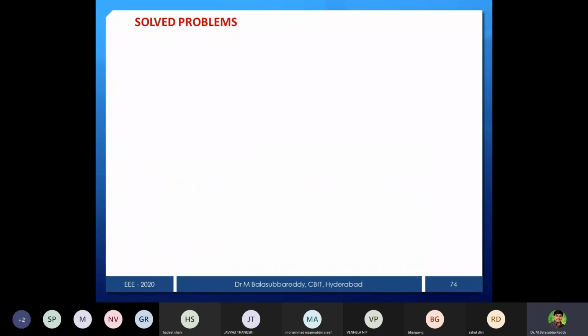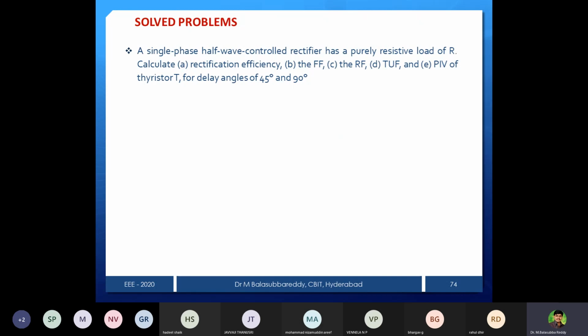Now you can see problems. We'll see some of the problems. Problems are very important, and with all the data given, they make you only do substitution in the formula. Formulas you can easily derive if you know the voltage expression. If you know where it starts and where it ends, alpha to pi or pi plus alpha or beta, you will get the expression directly. Only one step of integration.